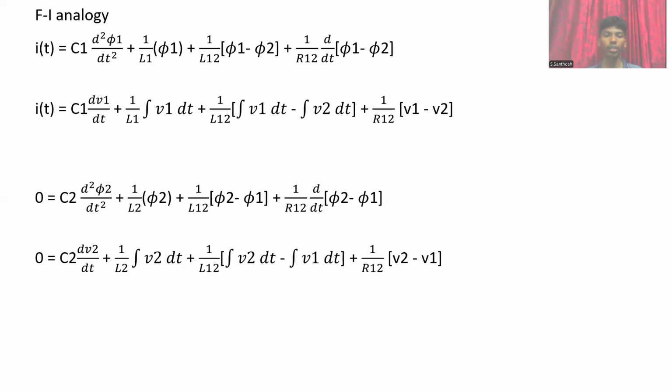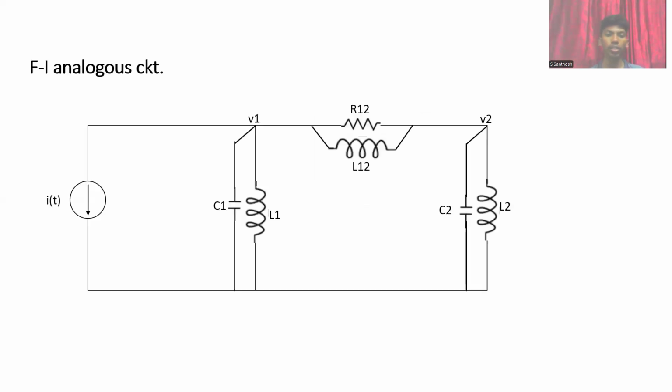So after writing this equation, again comparing all these equations with respect to current, we know that I of t is equal to, with respect to capacitance, C1 dv1 by dt, and with respect to inductance, 1 by L1 integral of V1 dt. For resistance, it is I equals V by R, so V1 by R12. And knowing that, we'll be constructing the circuits.